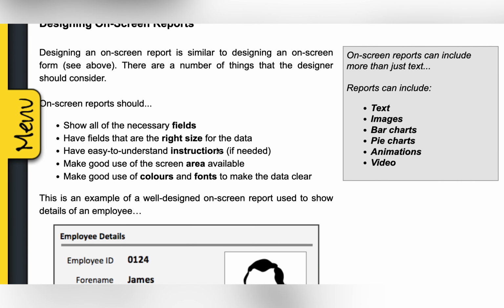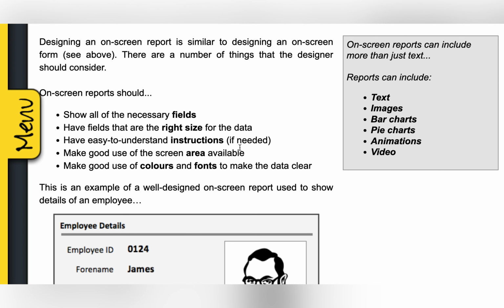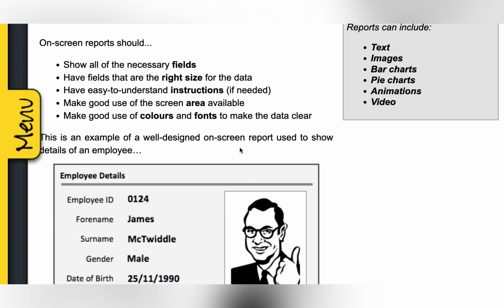So when you're designing the on-screen report, this will be similar to designing an on-screen form that we've talked about on the input side. There are a number of things that you need to consider when designing the on-screen report. One is to show all the necessary fields that need to be entered in the database. Then have fields that are the right size. You have to create the right size for every field. Some need to be a bit longer, some need to be shorter, depending on the field names or whatever data needs to be entered in that field.